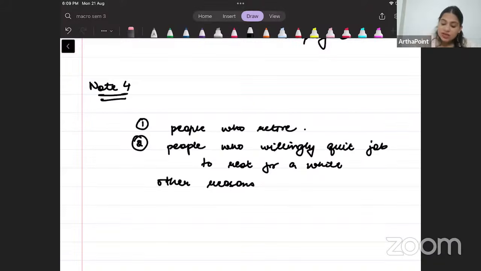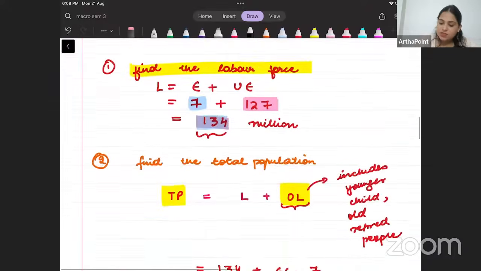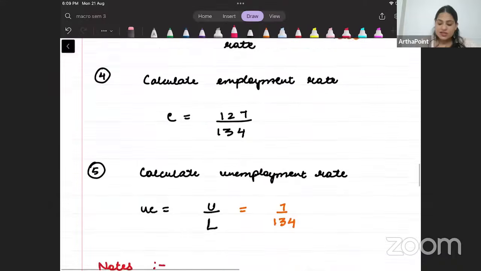Due to these reasons, there are those people who were employed, but now they are not even looking for a job. Unemployed nahi ho rahe hain. They're going out of labor force. So this direction is also possible, that from employed, you will simply go out of labor force. That is also possible. Now, one last thing here.